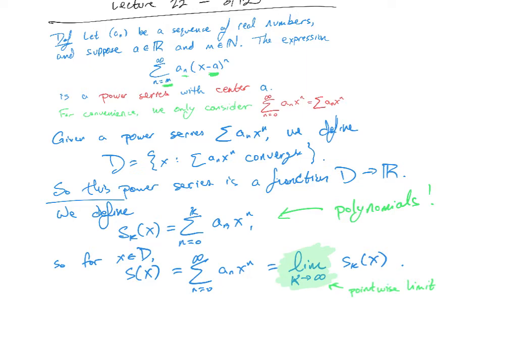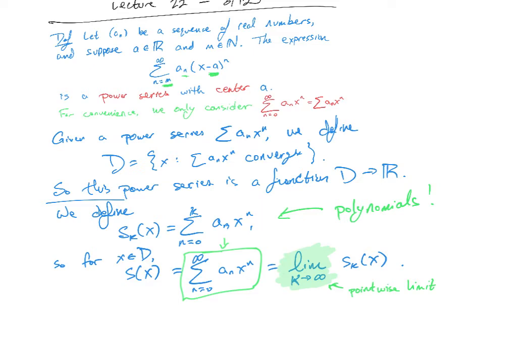Why is that clear? Well, if you fix an x, if our power series converges, then clearly, just by definition, those partial sums converge to it, because that's what it means for the series to converge in the first place. Okay? Okay, so we've defined power series. We've defined their domain, that's just the set of points where they converge. And we've got the partial sums.